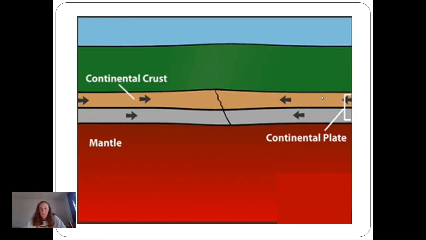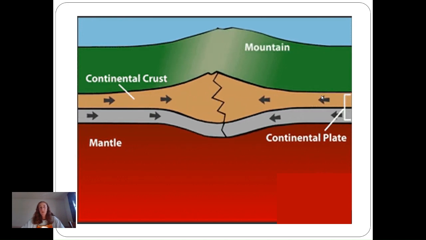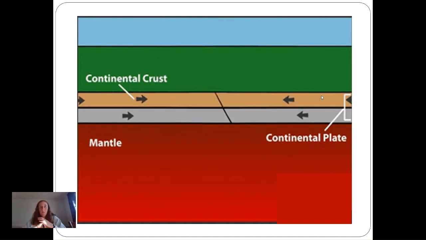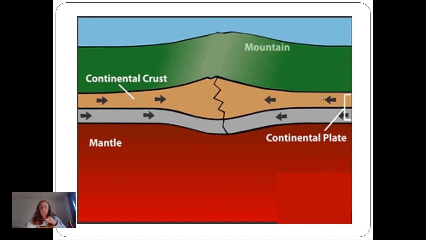Here's another animation just to show you. So we have two continents colliding. They're moving towards each other. And basically what they do is they kind of fuse together and then they get pushed up vertically to form mountain ranges.